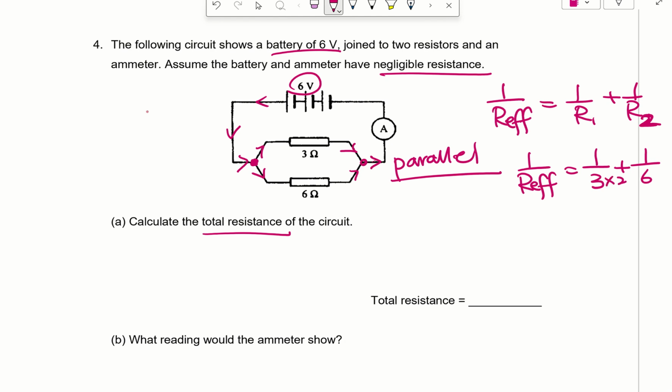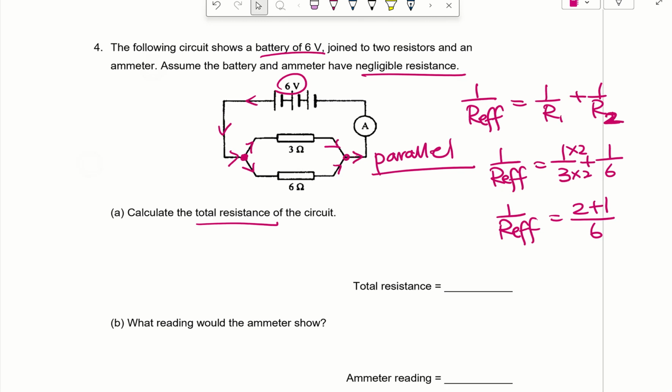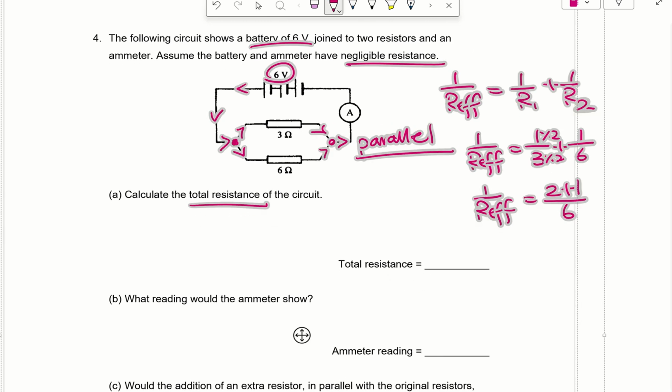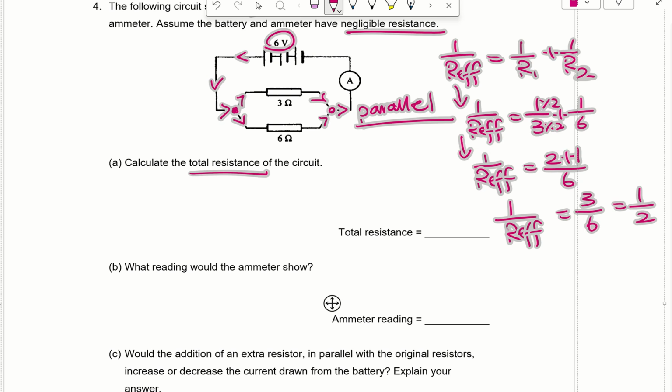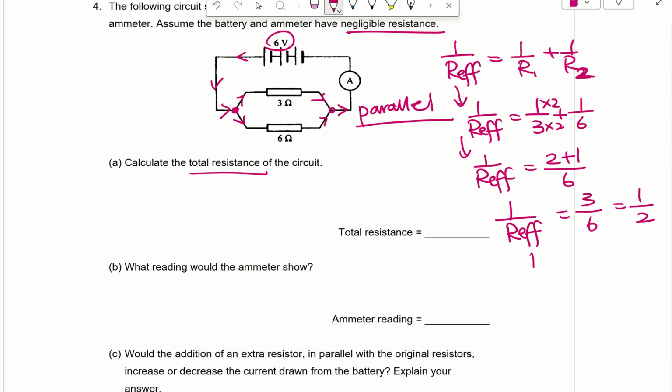I do my fractions. I will get 1 over REFF equals 2 over 6 plus 1 over 6, right? It will be easier if you have a calculator. Now, why do I keep writing down 1 over REFF? Because I need to remind myself that I need to flip. So let me do the fraction first. 1 over REFF equals 3 over 6 equals 1 over 2. You can simplify it, okay? But I'm not looking for 1 over REFF. I'm looking for REFF. So I flip both sides. My REFF equals 2 over 1. So it is 2 ohms.